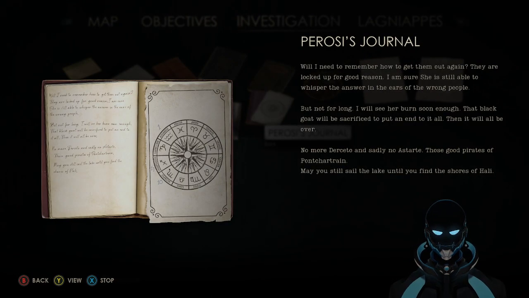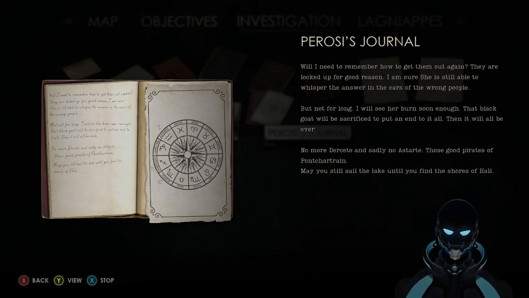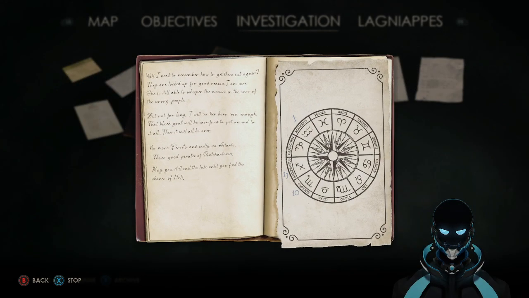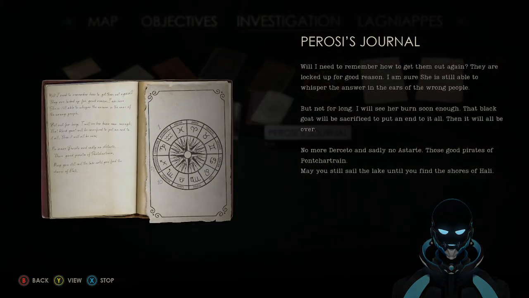Will I need to remember how to get them out again? They are locked up for good reason. I am sure she is still able to whisper the answer in the ears of the wrong people. But not for long. I will see her burned soon enough. That black goat will be sacrificed to put an end to it all. Then it will all be over. No more Derceto, and sadly, no Astarte. Those good pirates of Pontchartrain. May you still sail the lake, until you find the shores of Hali.